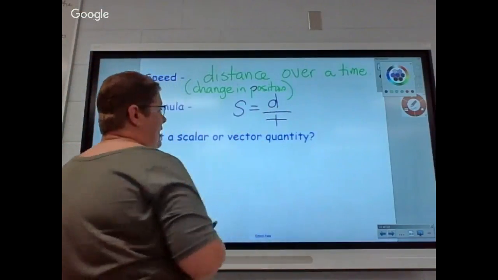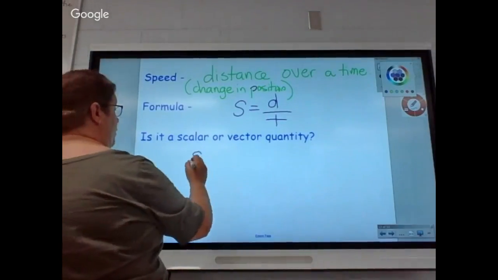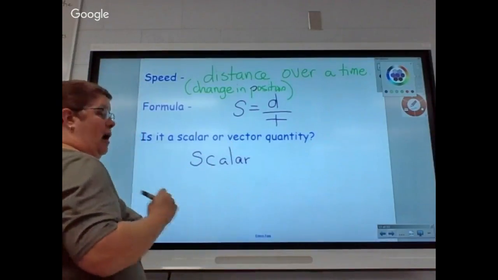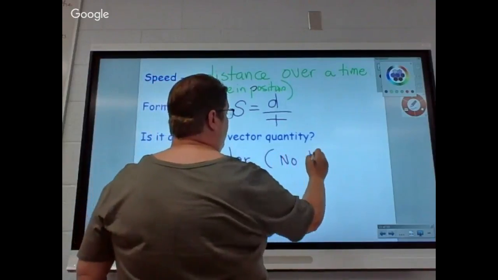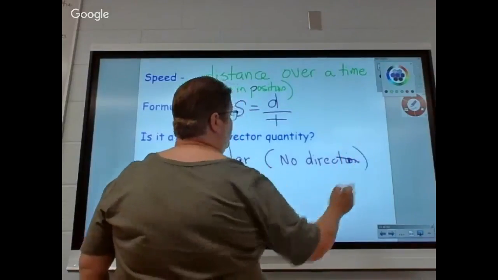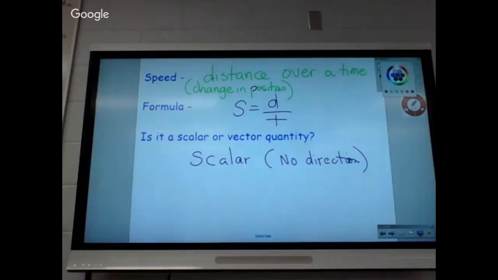S equals D over T. Now, this is a scalar formula. And it's scalar because it is the only formula that we will learn in this unit that has no direction. Everything else that we will do in this unit is going to have a direction.